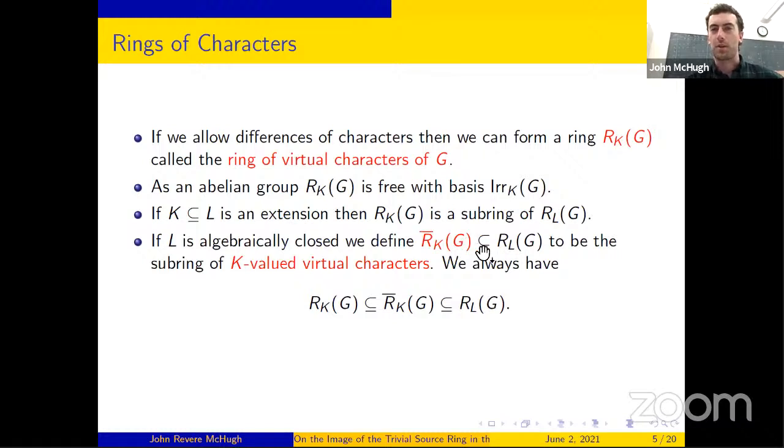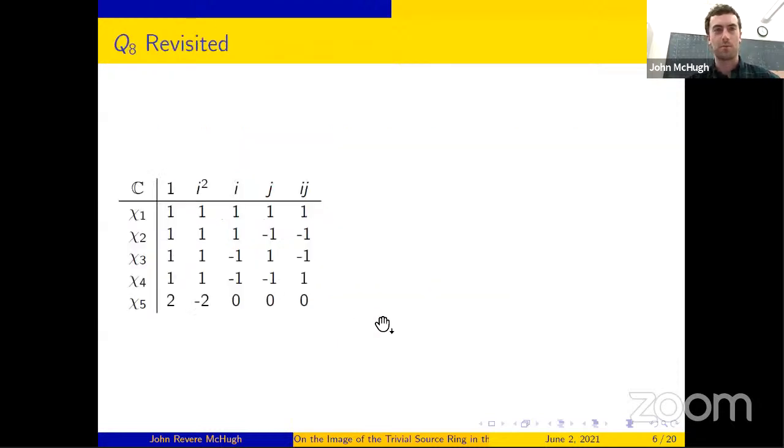There's another important subring, at least it's important to this story. If we take L to be algebraically closed and K is still a subfield of L, I can define R-bar_K(G) to be the subring of K-valued virtual characters. So they're characters that take values in K. I've always got this containment. Now, if you're the character of a K representation, then you definitely have values in K. So I at least have this containment, but it could happen that these two things are not equal. And we'll see an example right now.